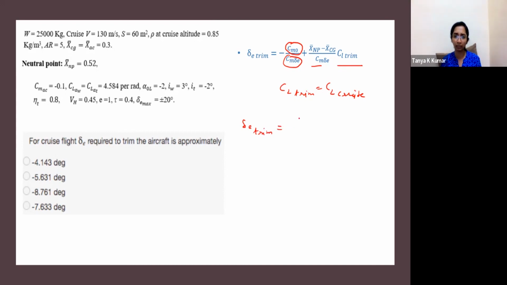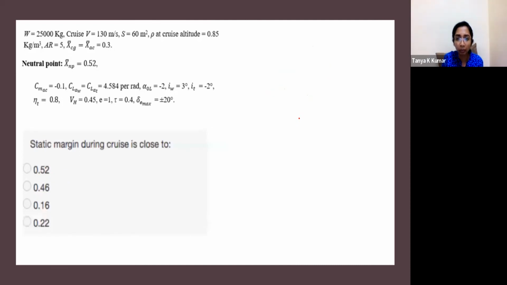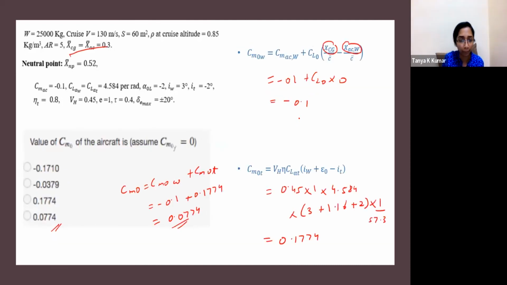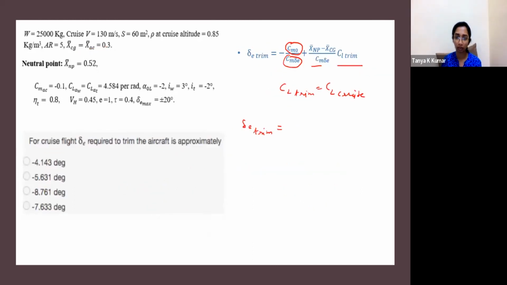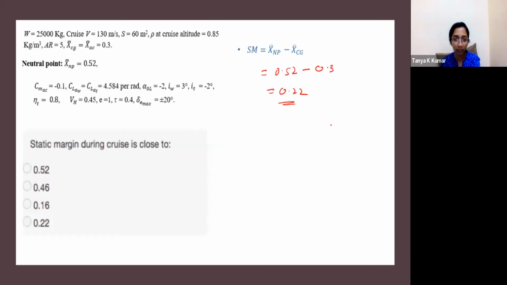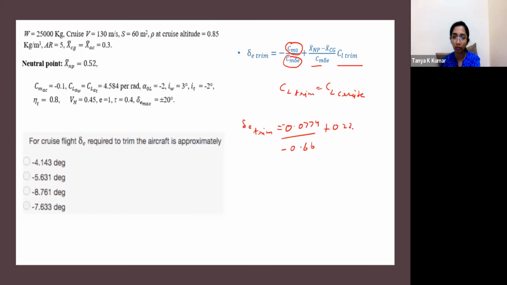Cm naught we calculated to be 0.0774. Cm delta E was minus 0.66. Plus X bar NP minus X bar CG we just calculated, 0.22, minus 0.66. And what was the first answer? CL trim was 0.569.